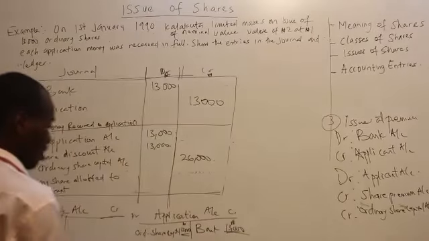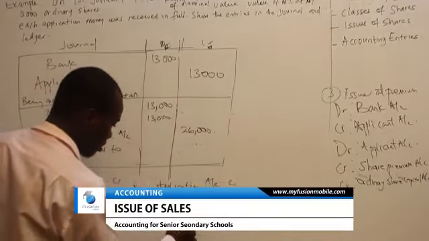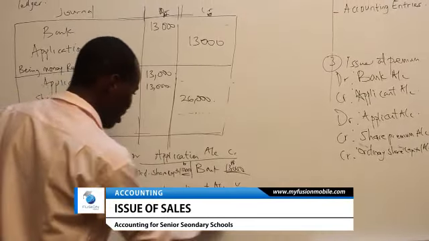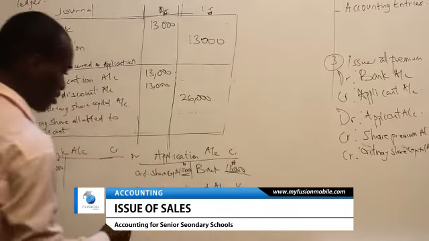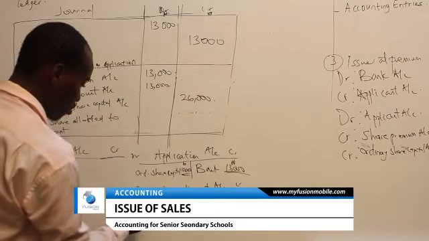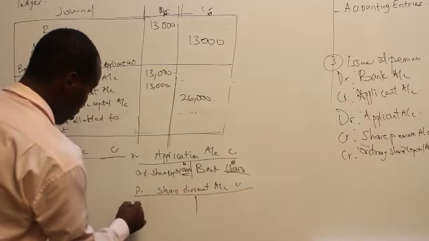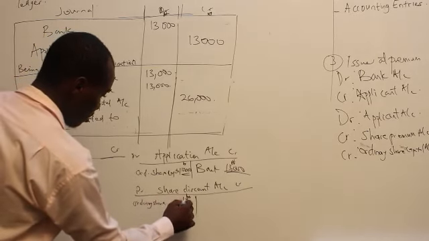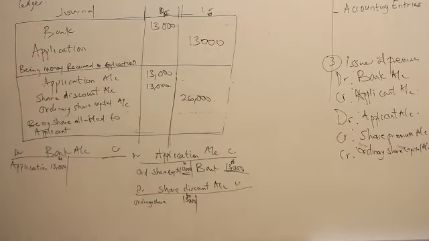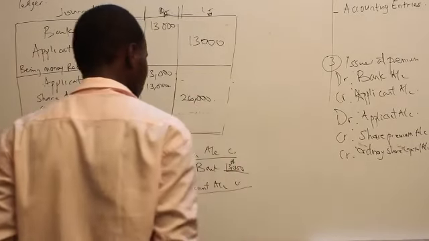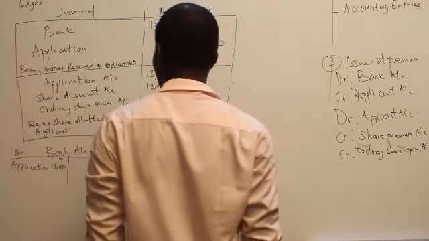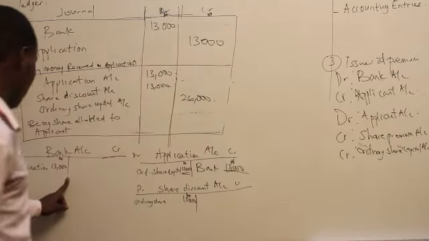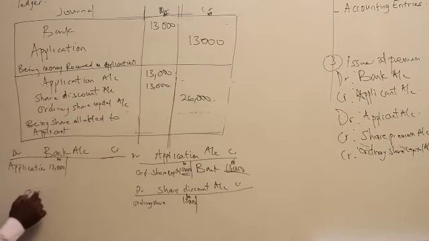Now let's talk about the share discount account. We're going to debit that. So discount, we're going to debit that. Share discount account, that goes to ordinary share capital also. So we have 13,000 naira. So we're going to have again ordinary share capital account.